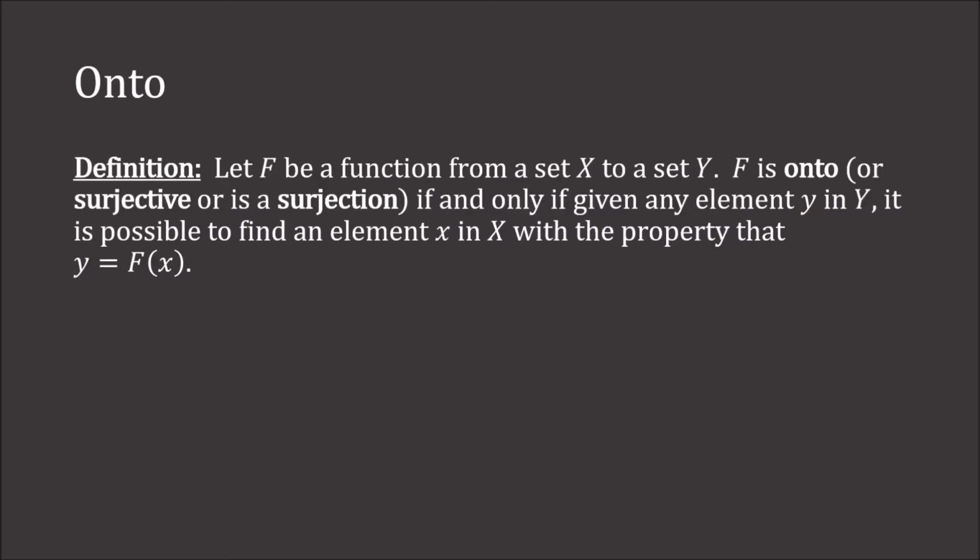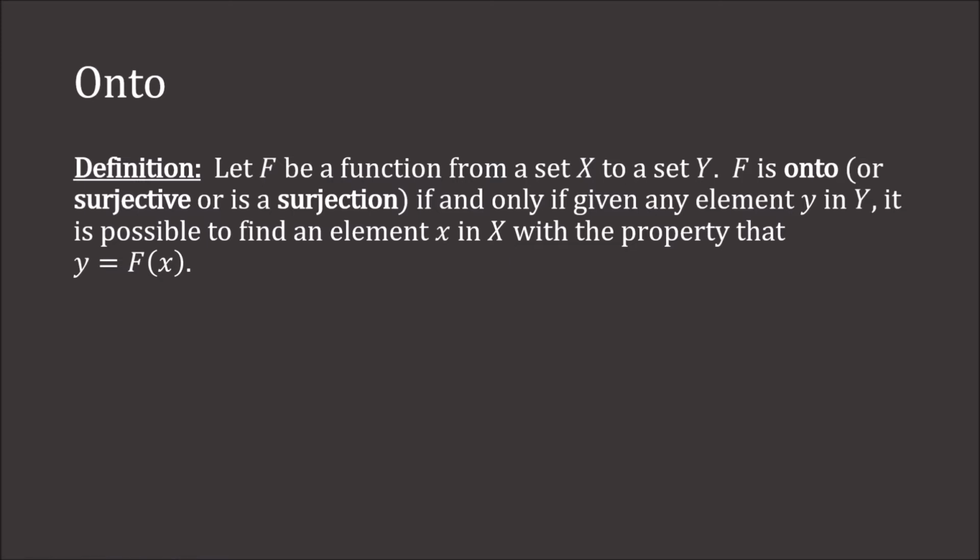So formally, let f be a function from a set X to a set Y. f is onto, or surjective, or is a surjection, if and only if given any element y in Y, it is possible to find an element x in X with the property that y is equal to f of x.